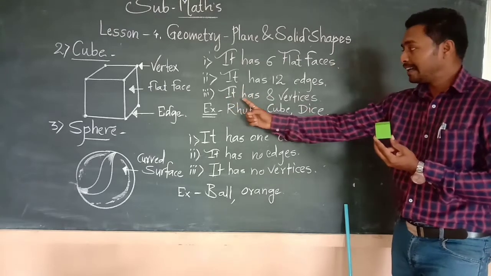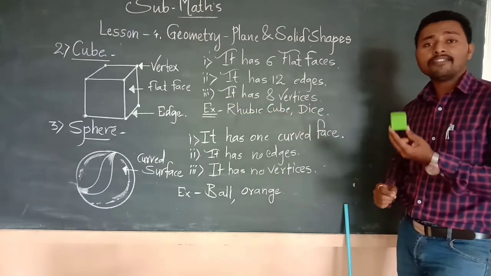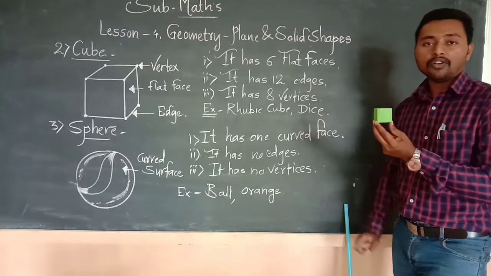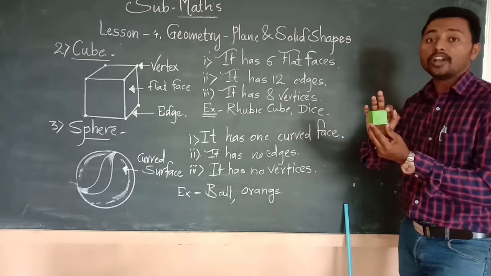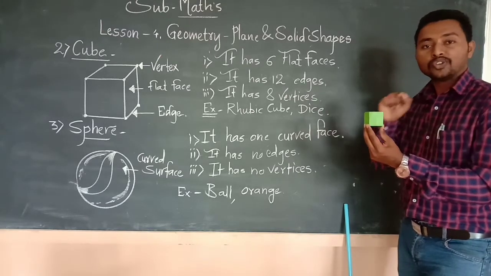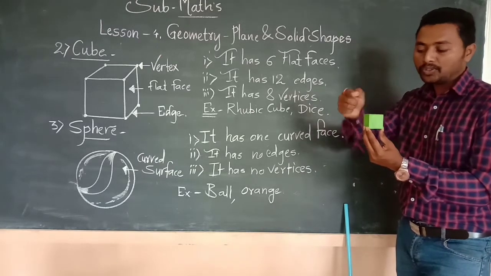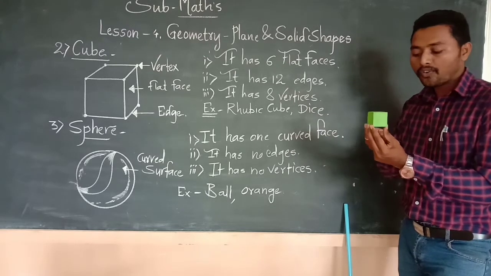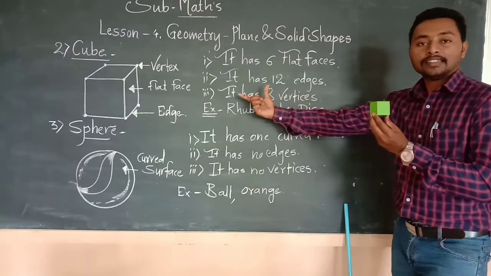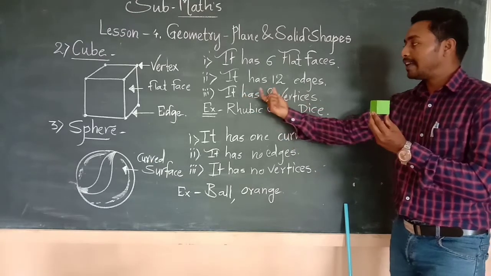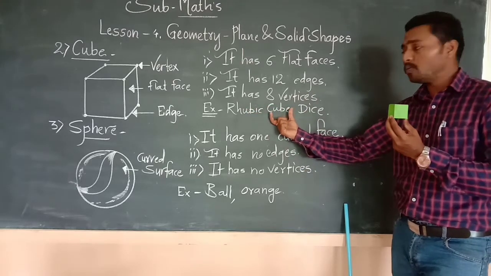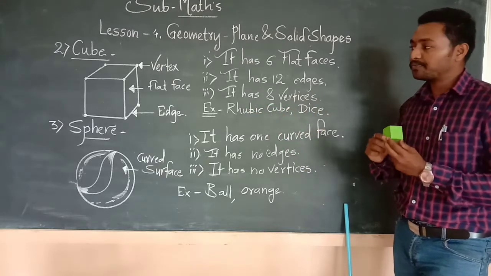Third point, it has 8 vertices. Whenever 3 edges meet at one dot, one point, it is called a vertex. So let's count the vertices of this cube. 1, 2, 3, 4, 5, 6, 7, 8. Third statement, it is also true. It has 8 vertices. For example, Rubik's cube and dice.